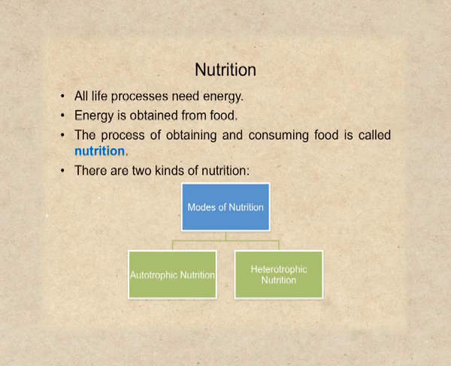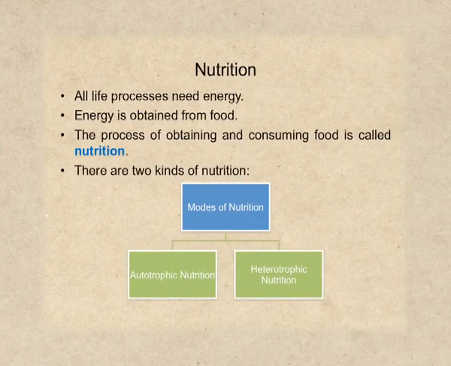Now, do we all need energy to perform tasks? Yes. Similarly, all life processes also need energy. Now, from where do we get this energy? We get this energy from food. The process of obtaining and consuming food is called nutrition. Every organism has its way of obtaining and consuming food. Based on this, there are 2 major modes of nutrition: autotrophic nutrition and heterotrophic nutrition.